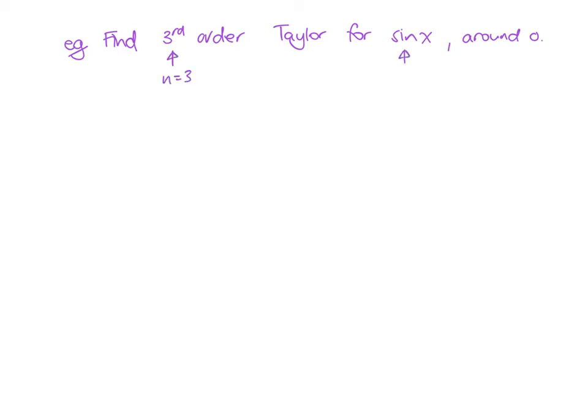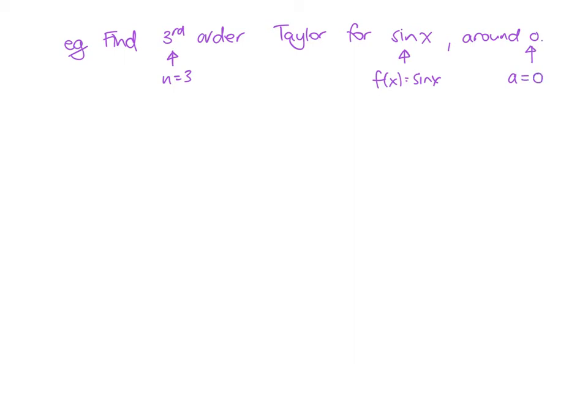So let's look at an example. Let's find the third order Taylor polynomial for sine of x around 0. So what does this tell me? This tells me that my n is going to be 3, that my f of x is going to be sine of x, and that my a is going to be 0.